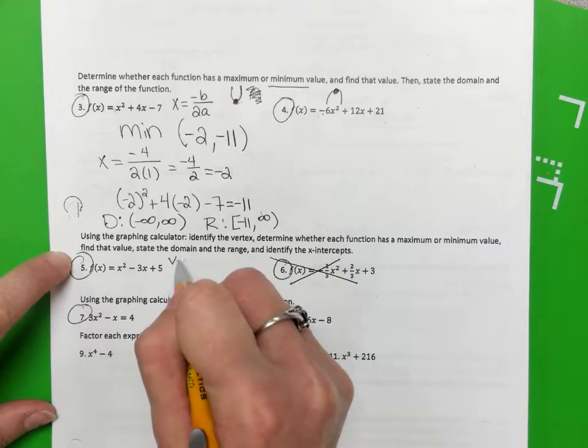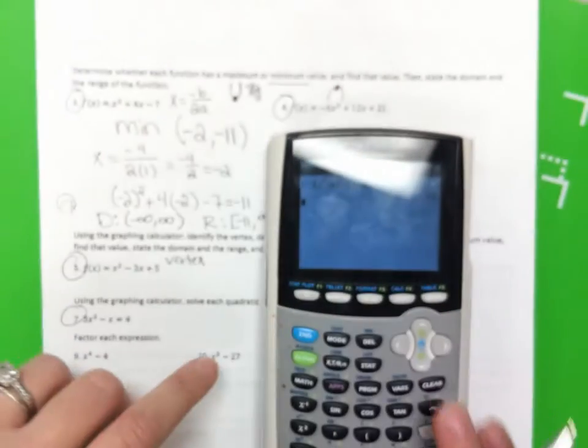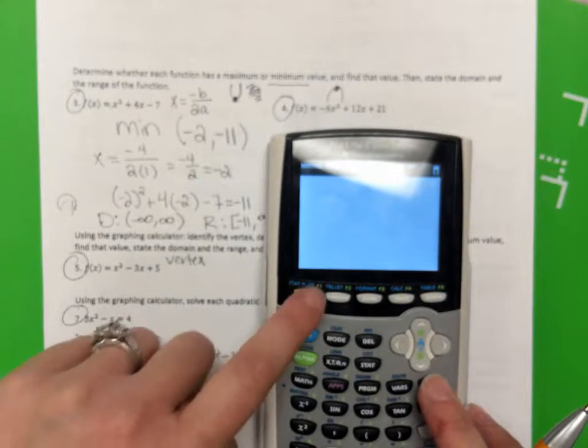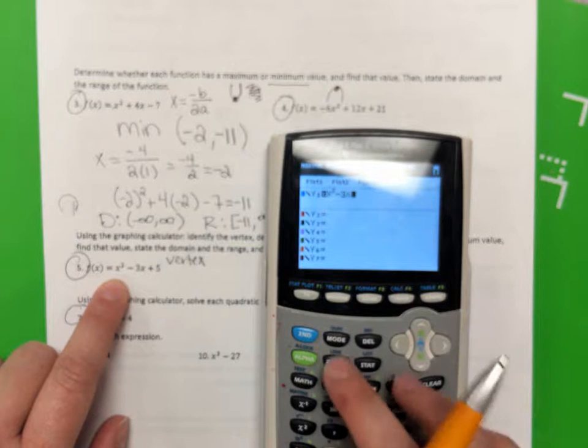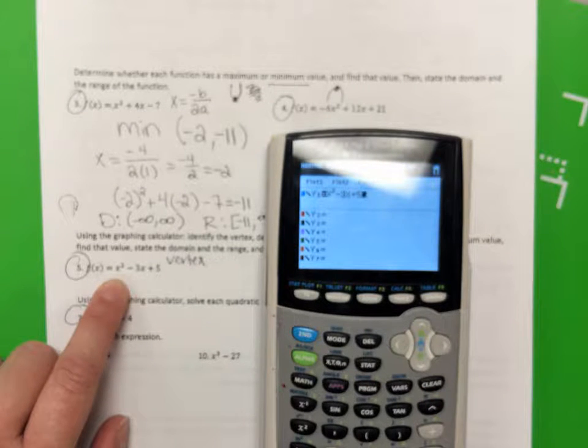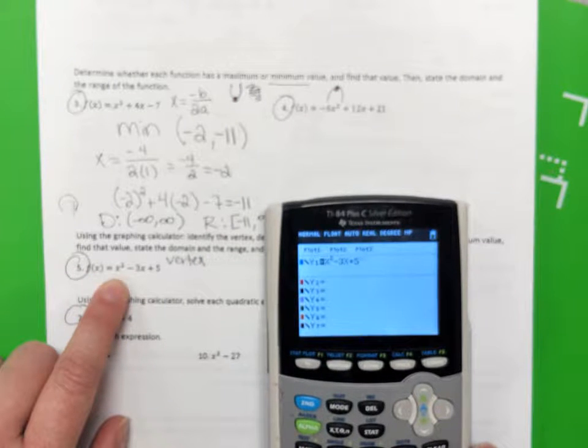All right, so first thing we're going to do, we're going to go to y equals, and let's type it in, x squared minus 3x plus 5, and then hit graph.